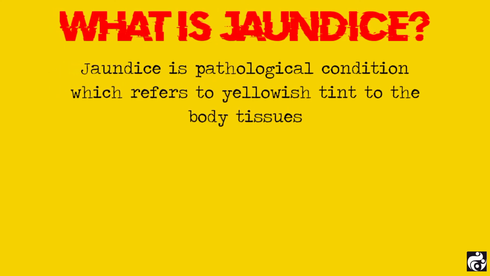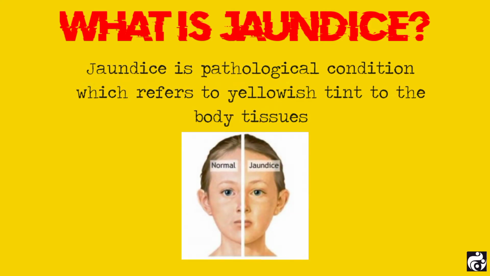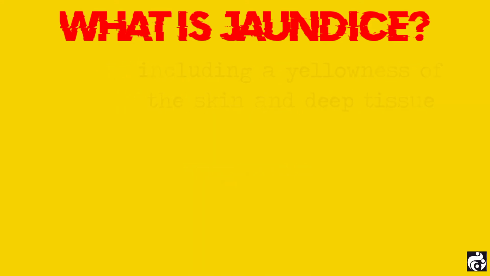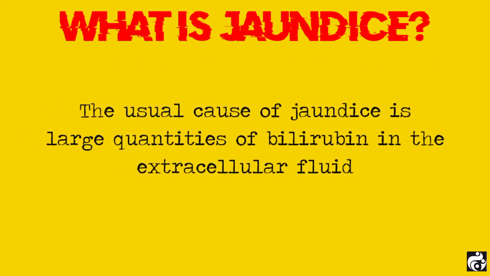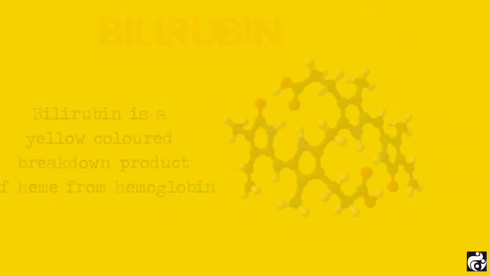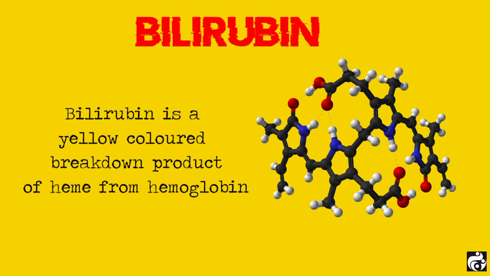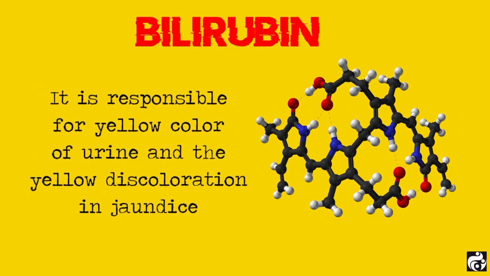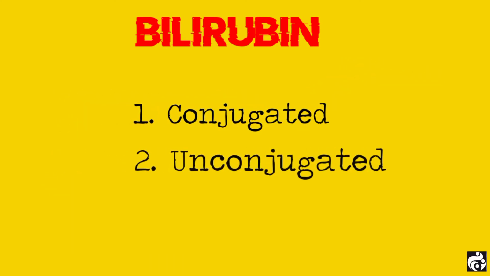Jaundice is a pathological condition which refers to a yellowish tint to the body tissue, including a yellowness of the skin and deep tissues. The usual cause of jaundice is large quantities of bilirubin in the extracellular fluid, where bilirubin is a yellow colored breakdown product of heme from hemoglobin. It is responsible for the yellow color of urine and the yellow discoloration in jaundice. Bilirubin can be either conjugated or unconjugated.